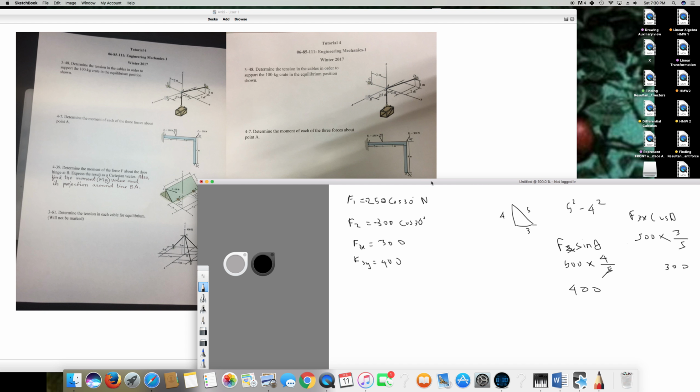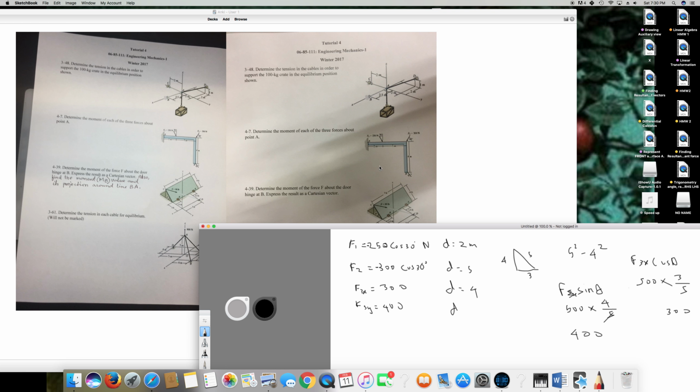So for F1 it's 2 meter distance, and for F2 it's 2 plus 3, 5 meter distance. For F3x and F3y it's the same distance, 4. Actually, wait a minute, because F3x is horizontal, we shouldn't forget that. So for horizontal it's from the origin, right? So it's going to be 2 plus 3, 5. So 5 meters is the distance for F3x. For F3y it's 4.